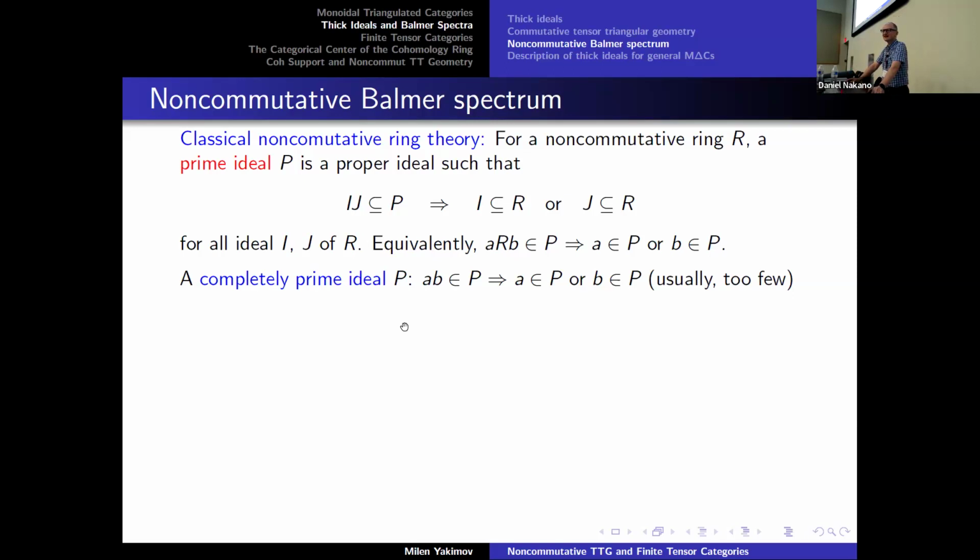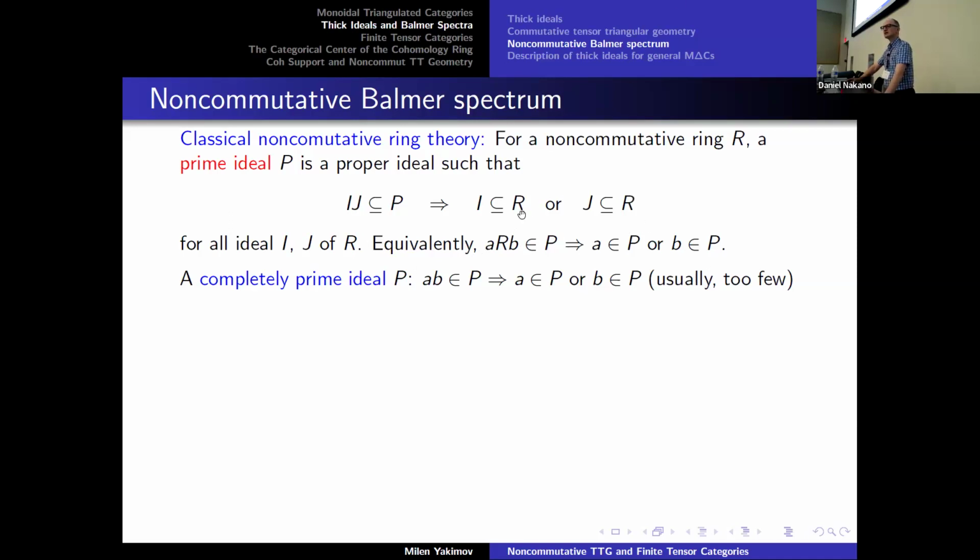So if you have a ring R, you say that an ideal P is prime if it has the property that the product of two ideals IJ is in P implies that at least one of them is in P. It's either I is in P or J is in P. Equivalently, you can say that if all possible products A times R times B happen to be in P, then at least one of A and B is in P.